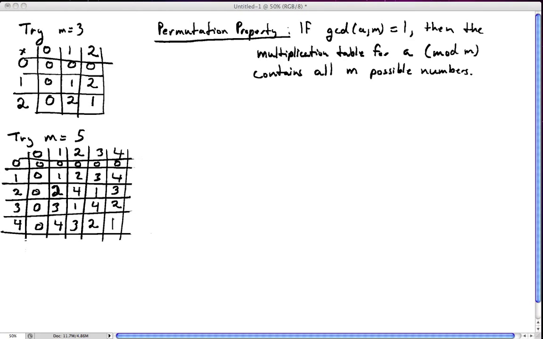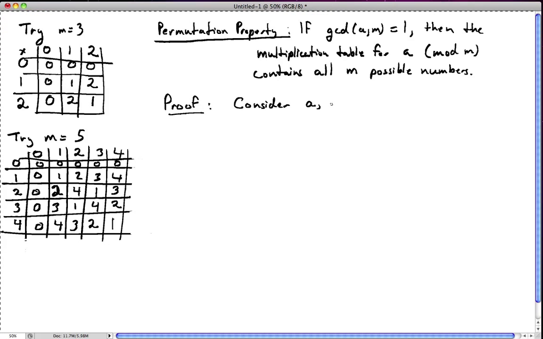So to prove this, what is it we want to say? Well, we need to look at the multiplication table. What is this multiplication table? It's these numbers. Those are the numbers that are going to come out: 0A, 1A, 2A, 3A, and so on. So we want to say that all of these numbers are distinct.